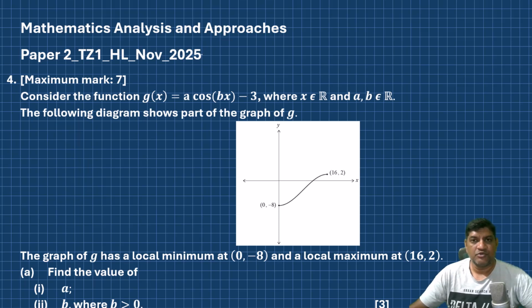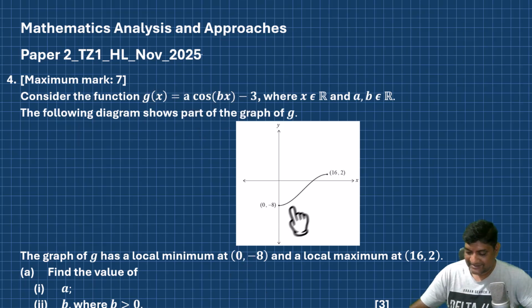Mathematics Analysis and Approaches, Paper 2, Timezone 1, HL, November 2025. This is question number 4, which carries 7 marks. We are given a cost function here, and we are given a graph of the cost function. Using that information, we need to find the value of A and B.